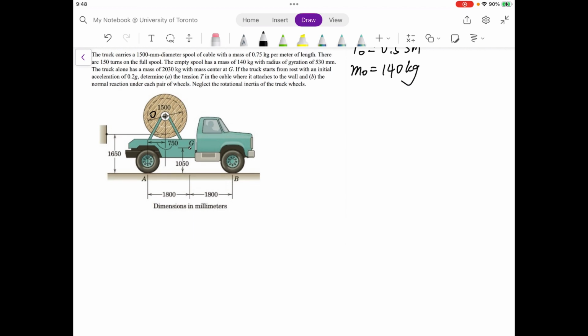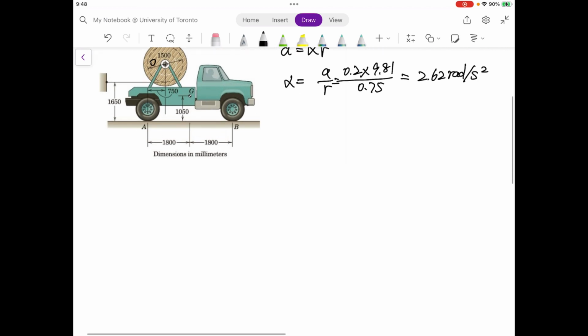According to the question, we can know that the tension comes from the acceleration of the truck. So we can start from the definition of it. So A is equal to alpha times R. Alpha is equal to A over R. This is equal to 0.2 times 9.81 over 0.75. This is equal to 2.62 radian per second square.